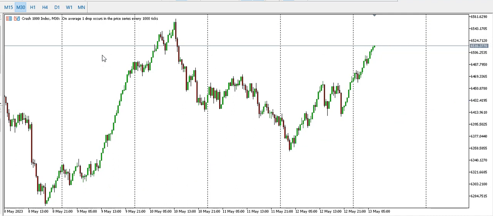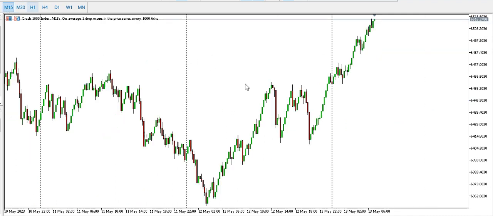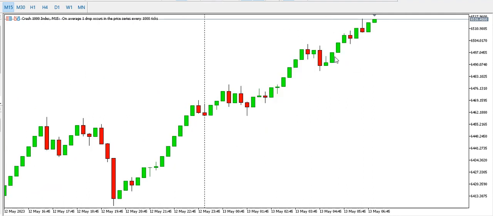But for now, look for buying opportunities on the 15-minute time frame. Crash 1000 index is buying. The buyers are in charge on the chart, and just few or tiny spikes. We have a reasonable spike around here. But look at the 15-minute time frame, immediately there is a spike, it just fizzles out and price starts to go up. So look for buying opportunities.